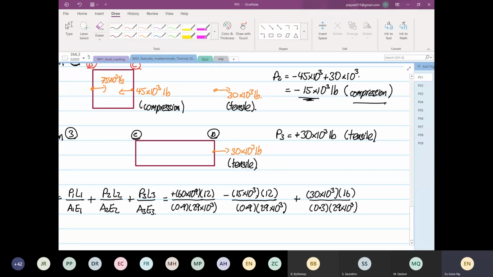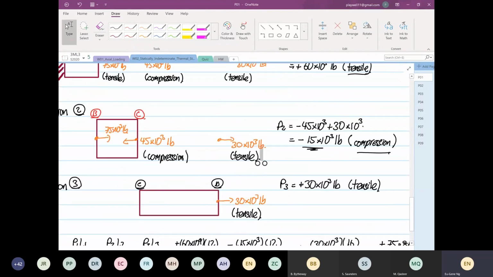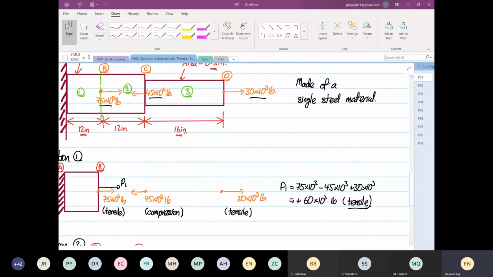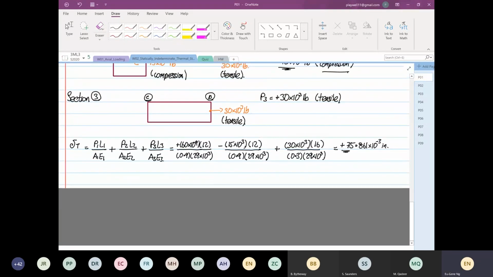Okay. So once you add up everything, your total deflection is plus 75.861 times 10 to the power minus 3 inches. Okay. So what does the positive mean? The positive means that this structure will extend, the total deflection will go towards the right. Okay. So for this example, right? So it's not difficult at all.